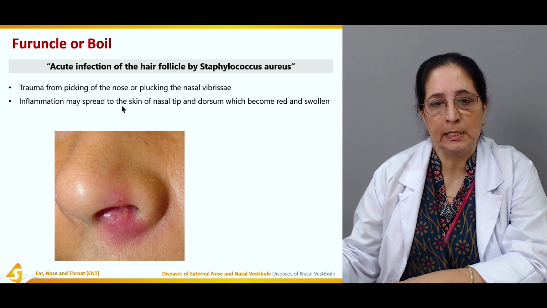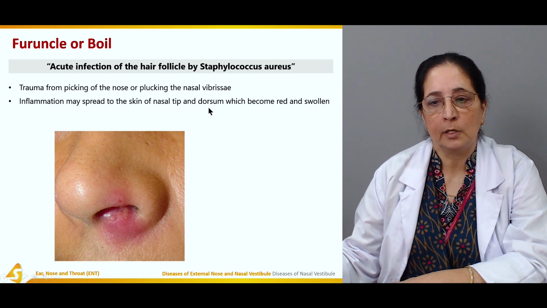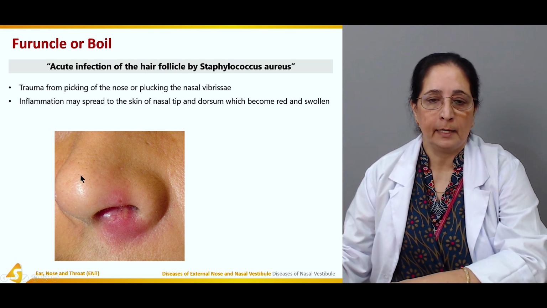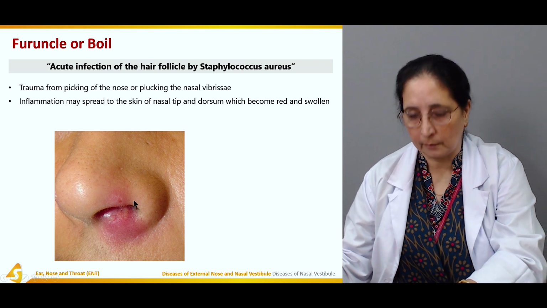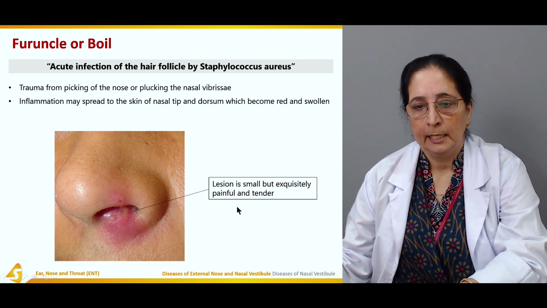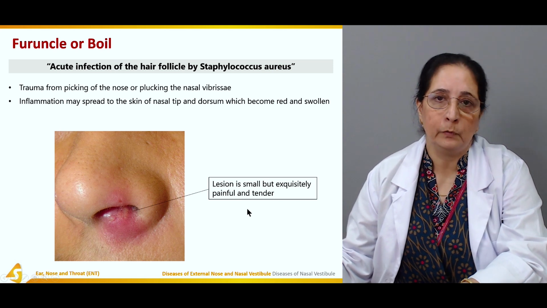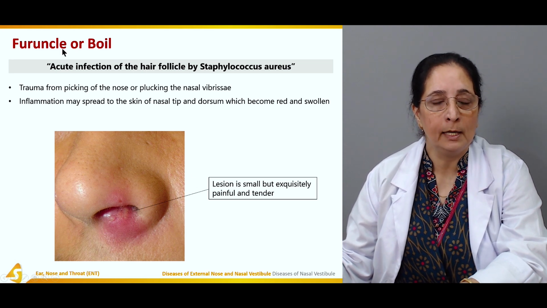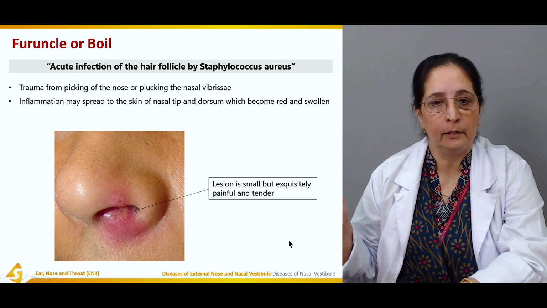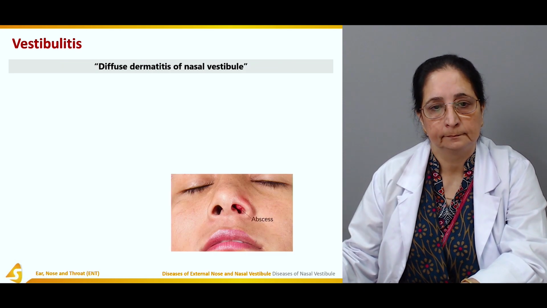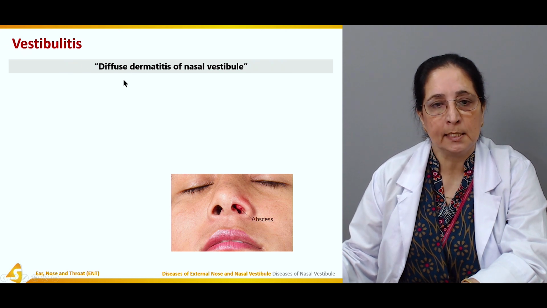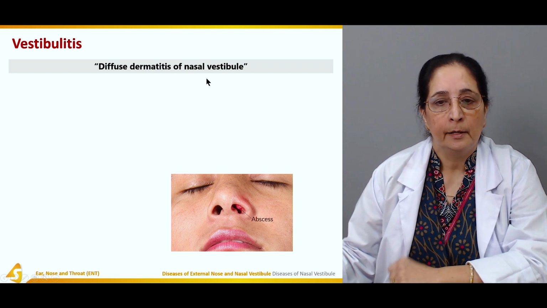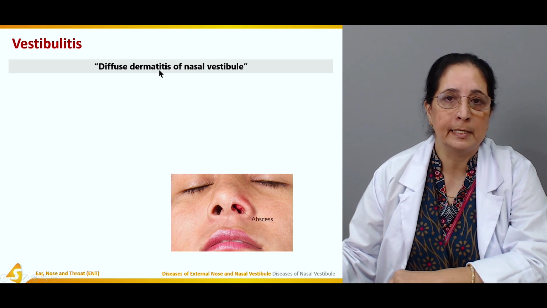Inflammation may spread to the skin of the nasal tip and dorsum, which become red and swollen. So here this can spread to the tip and then other areas and cause swelling of the nose. The lesion is small but very painful and tender. So a very painful condition is the furuncle or boil, as a result of plucking or picking of the nose.